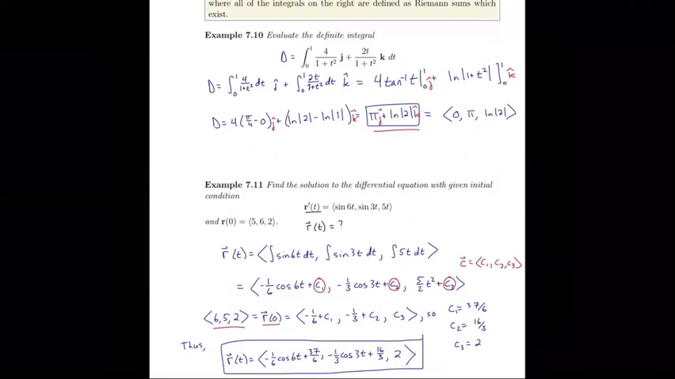Okay, so that should conclude 10.7. Have a look at the examples in the book, and good luck with these problems.